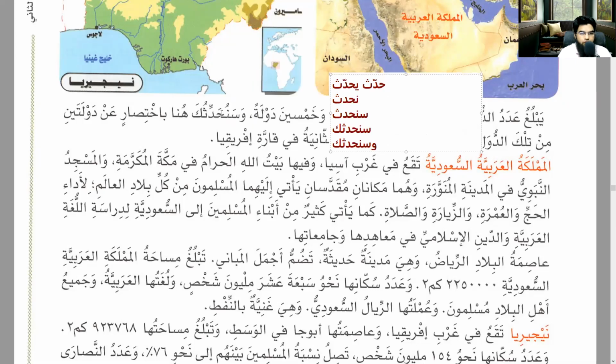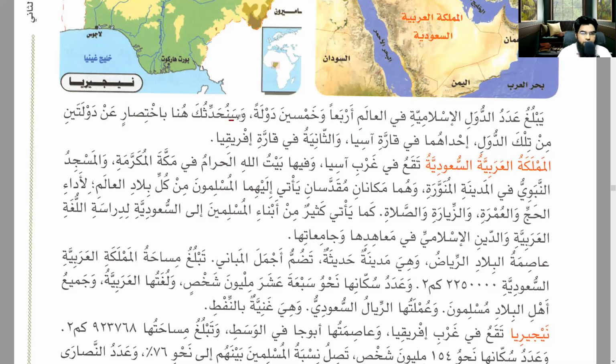So they might get confused. Which verb is this and so on. Sanuhaddithu. This seen is for future. Seen and sawfa is called tanfis. Future. Kalla sayalamun. Kalla sawfa ta'alamun. Seen and sawfa. Seen is like near future, sawfa is a little more far.